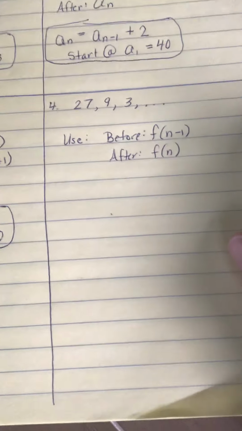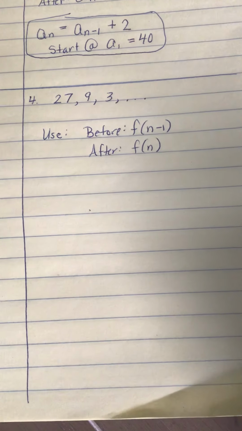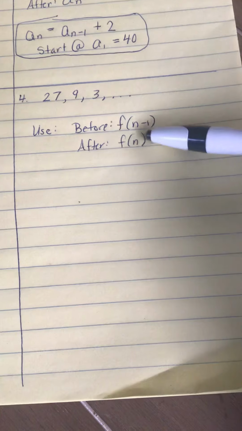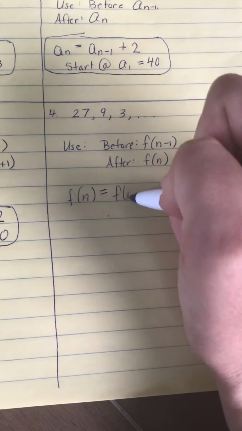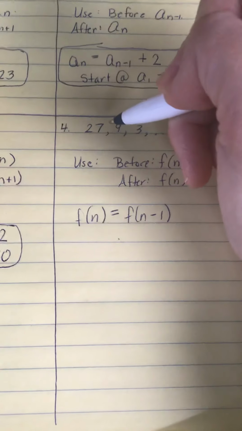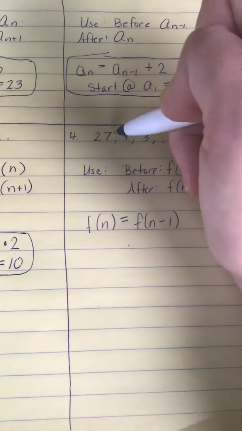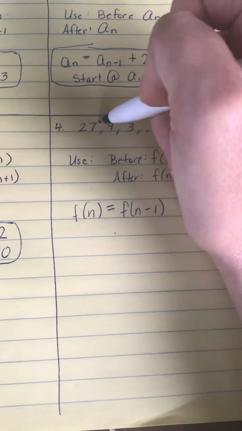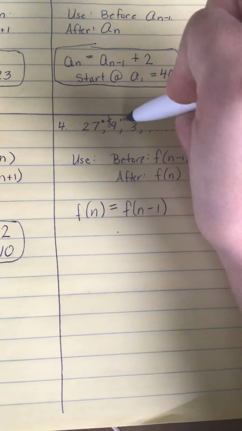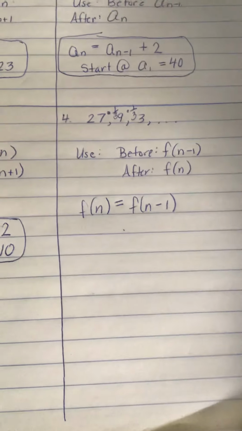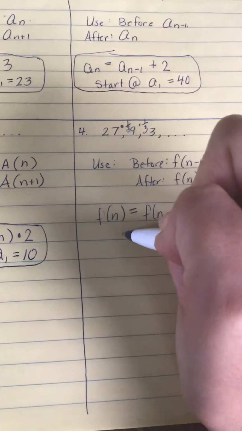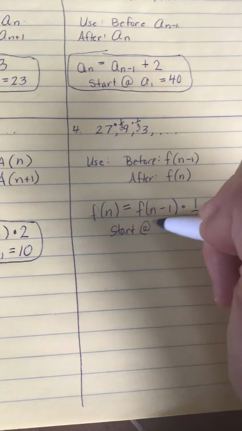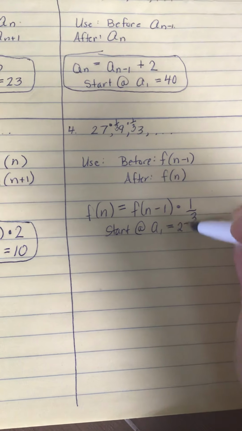Okay. All right, let's look at number 4. Pause and do 4. Again, you're back. This is function notation. This is f of n minus 1. The after is by itself, so f of n equals f of n minus 1. And what are you doing? Don't ever think division. You think multiplying. What fraction are you multiplying by? If you're dividing by 3, you would be multiplying by a third. If you're dividing by 5, you'd be multiplying by 1/5. So you're multiplying by 1/3. Start at a sub 1 equals 27.